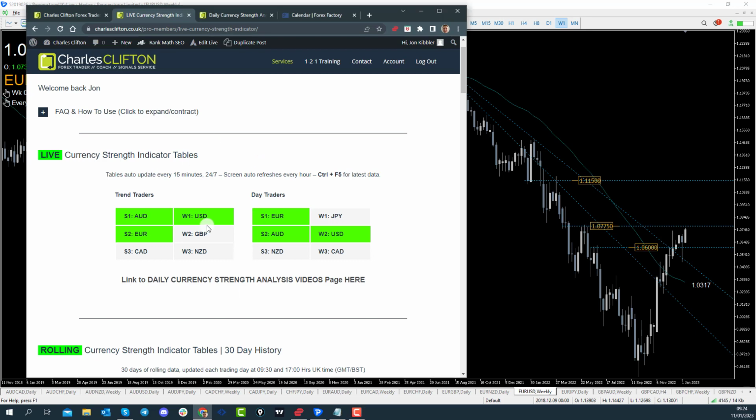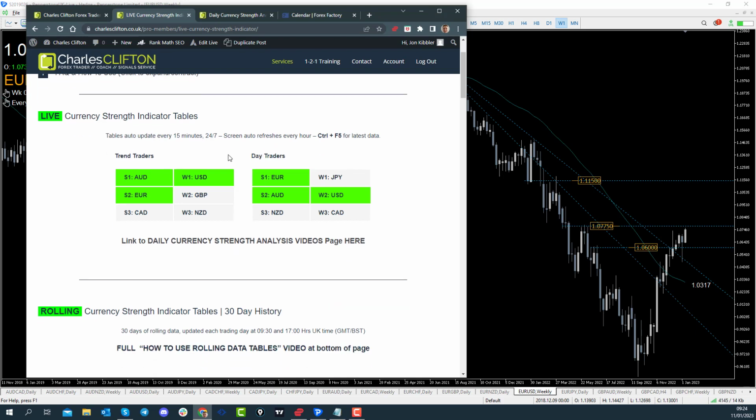Here you can see we have the live currency strength indicator tables in front of us. We have two types of tables: the trend traders table and the day traders table. These are showing the same studies but just highlighting different time frames. The trend traders is our higher time frame and the day traders is our lower time frame.